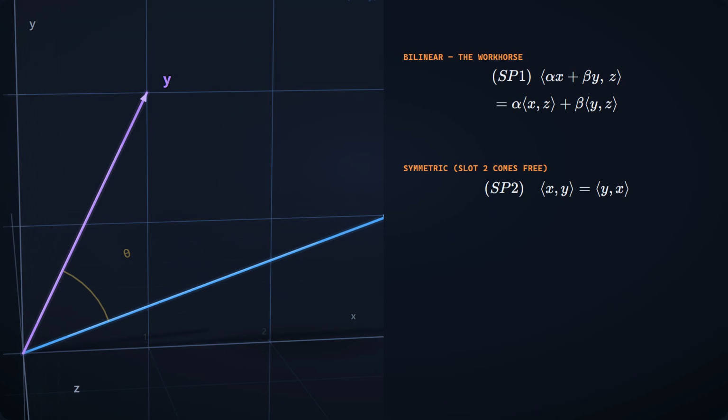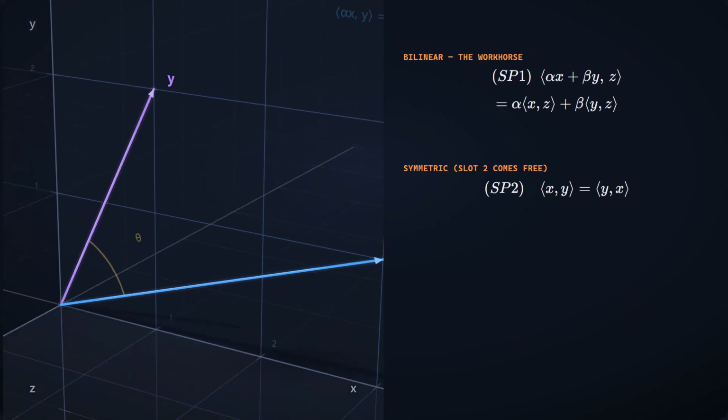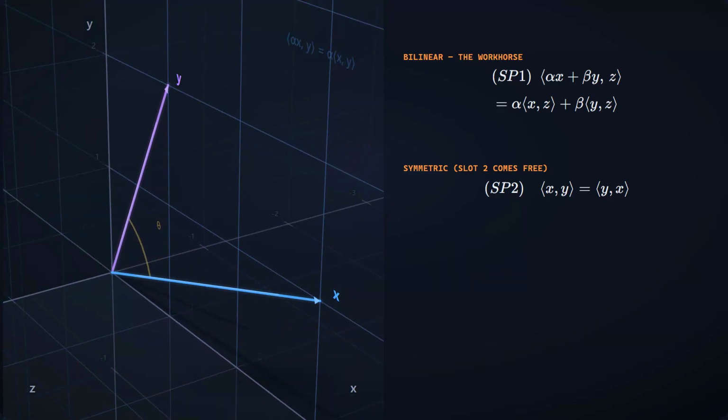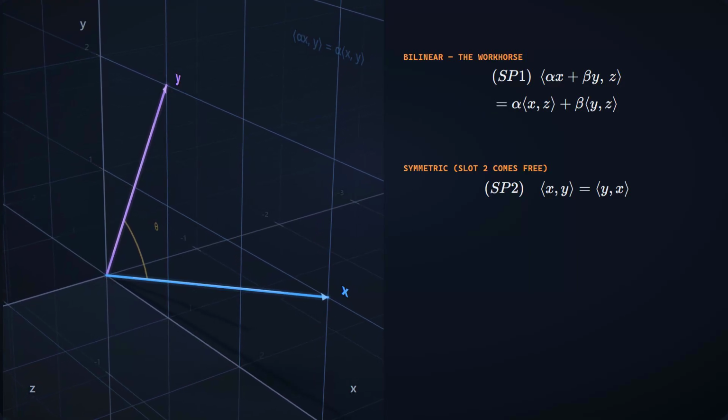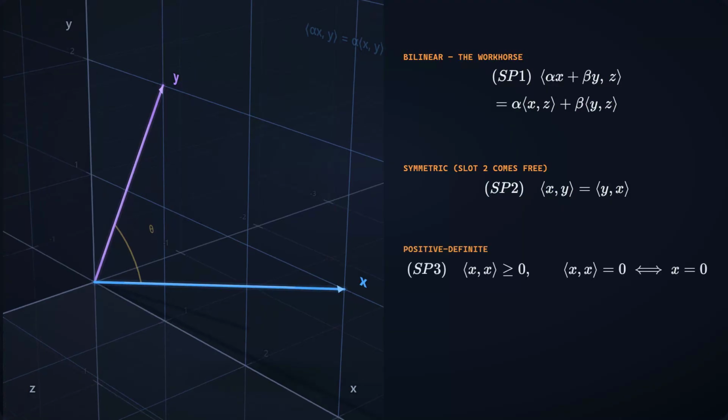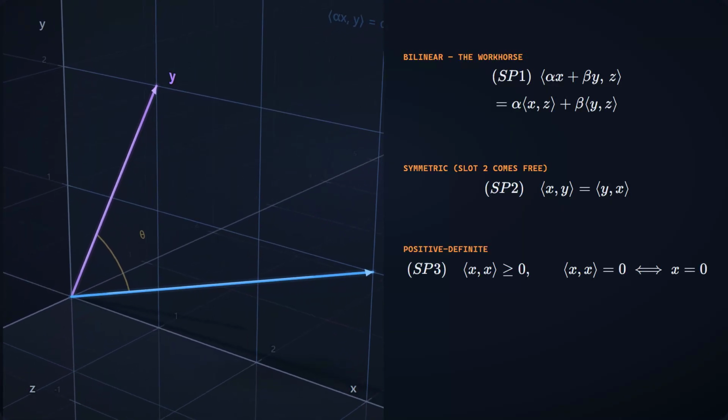Third, the subtle one, positive definiteness. A vector's product with itself is never negative, and it's zero for exactly one vector, the zero vector. This is the one guy keeps circling back to, the length guarantee.